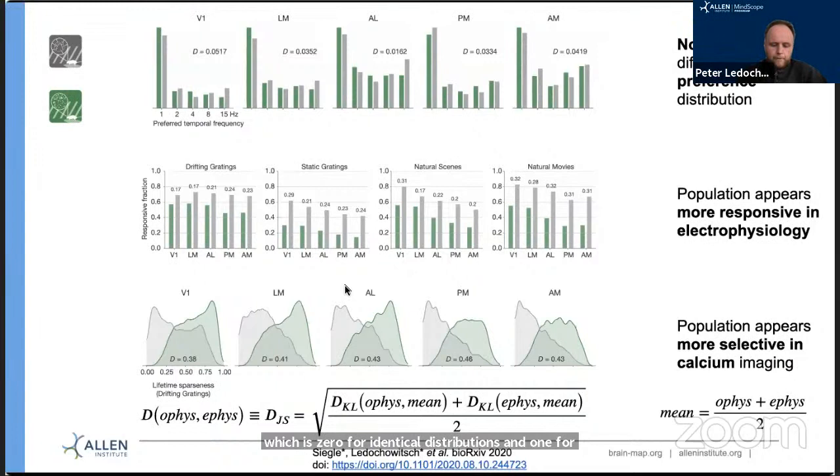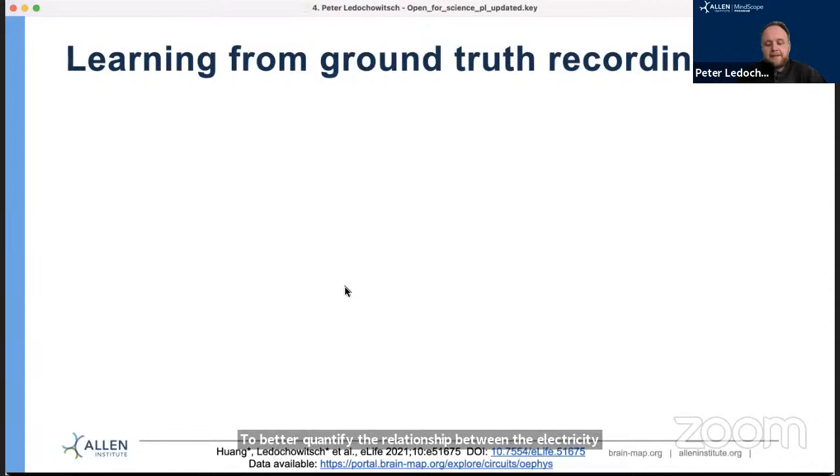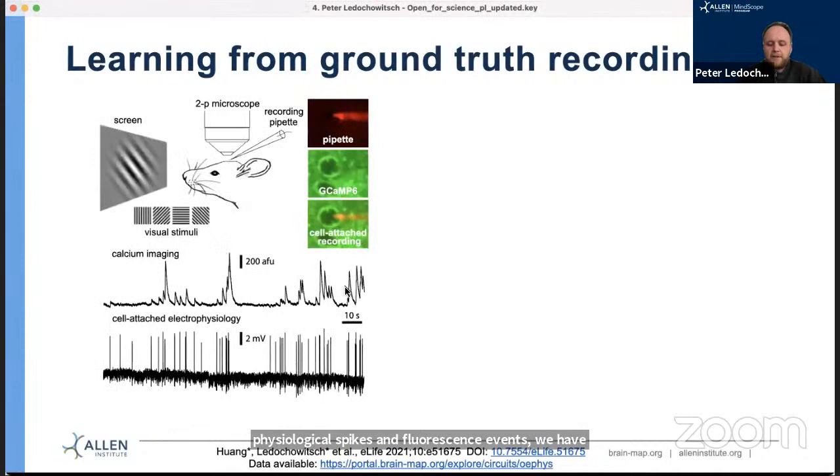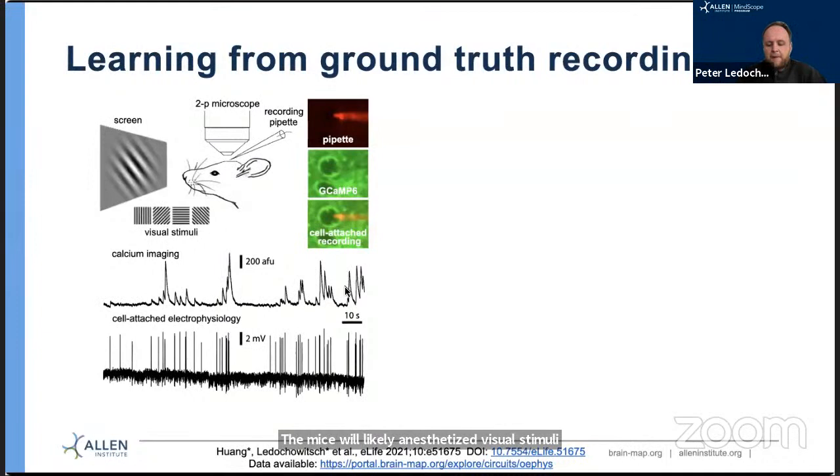To better quantify the relationship between electrophysiological spikes and fluorescence events, we have collected simultaneous two-photon and cell-attached electrophysiology recordings from 48 cells across four GCaMP transgenic mouse lines. The mice were lightly anesthetized and visual stimuli were presented to drive activity. Such experiments are very low throughput and not feasible to perform across tens of thousands of neurons in awake running animals and for hours at a time.